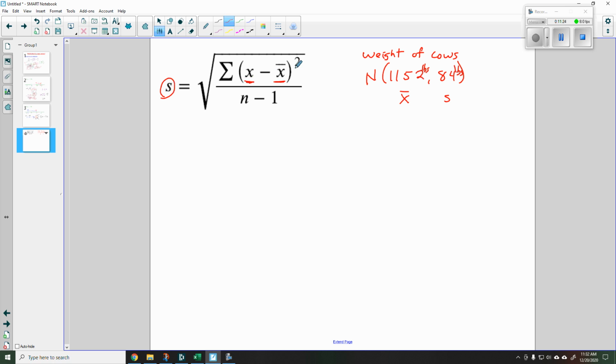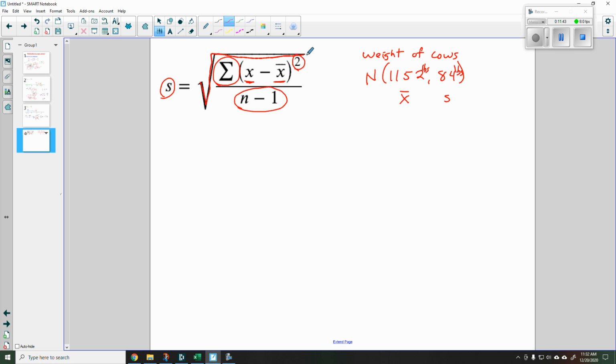And then I square it. That's to get rid of the negative signs for those cows that are lighter than the average cow. I add all of those together, and I divide it essentially by the number of cows minus 1. And then I take the square root of that.